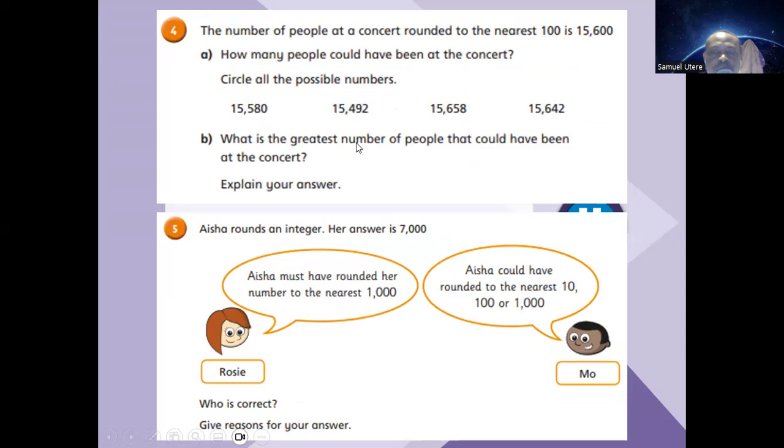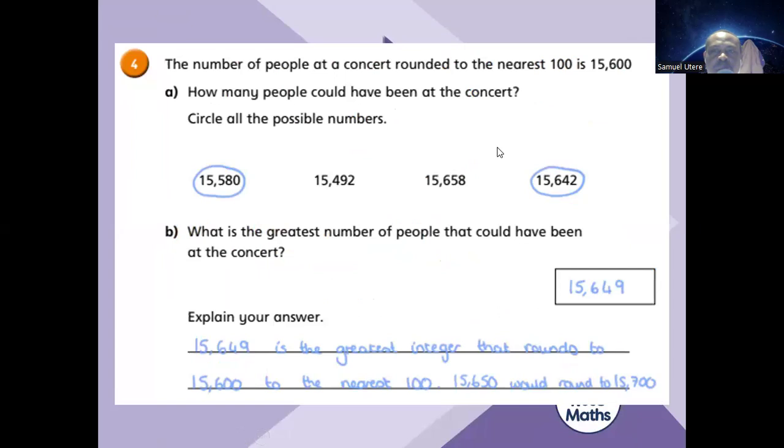Assuming you've paused the video and you've worked through questions 4 and 5, here are the answers. Let's discuss them. The answer to question 4: the number of people at a concert rounded to the nearest 100 is 15,600. How many people could have been at the concert? This number of people can round to the nearest 100, and that can round to the nearest 100. Remember the skill we've used? You don't even need to use your number line anymore.